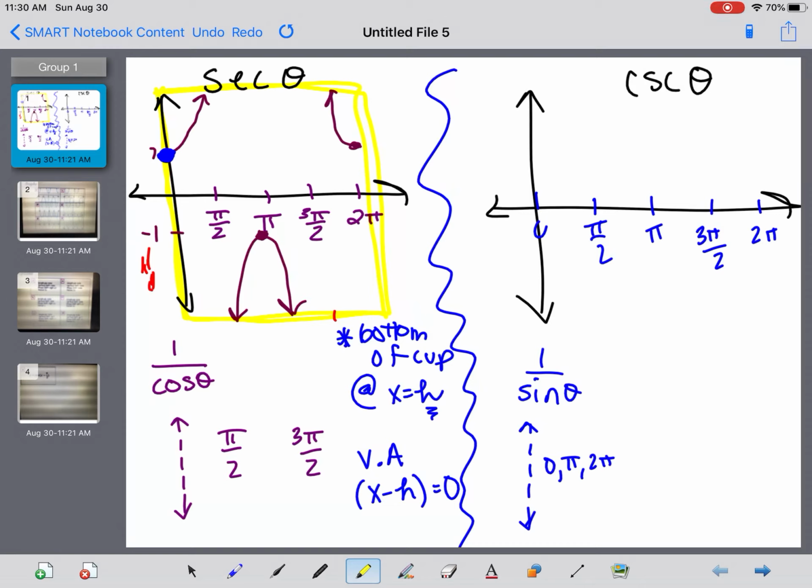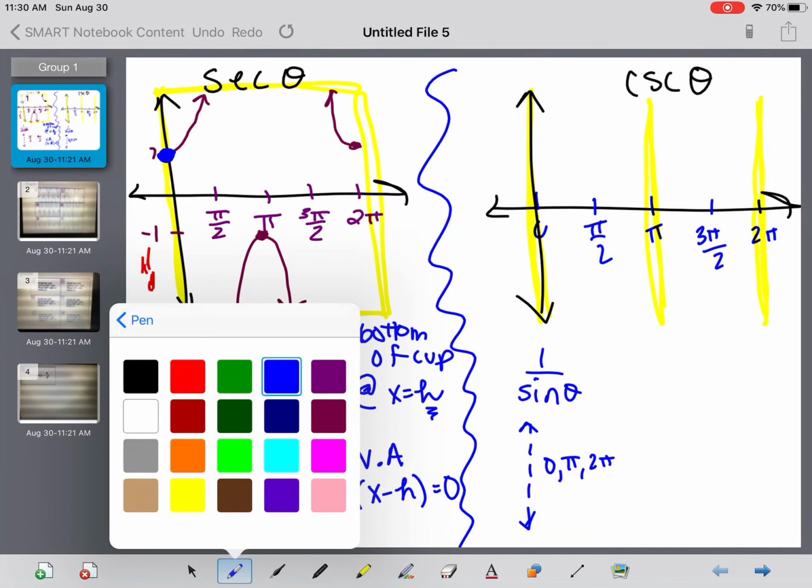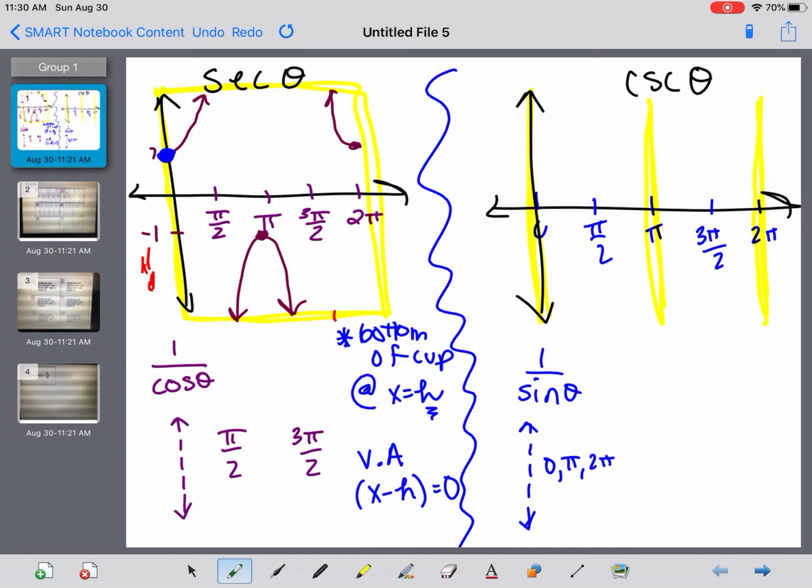We're going to have those vertical asymptotes, make it easy on myself this time. We're going to have those vertical asymptotes at 0, at pi, and at 2 pi. That's where cosecant is undefined. Now, when you're looking at the cosecant graph, you're going to see that the bottom of the cup is going to be at the maximum of the sine function.